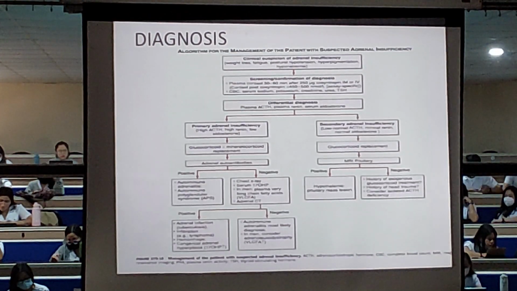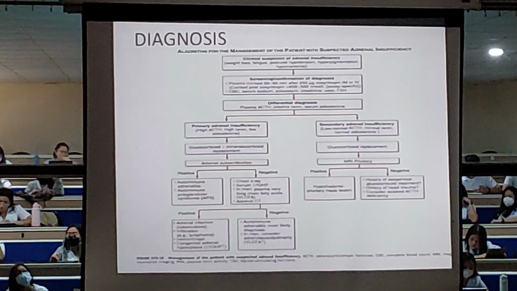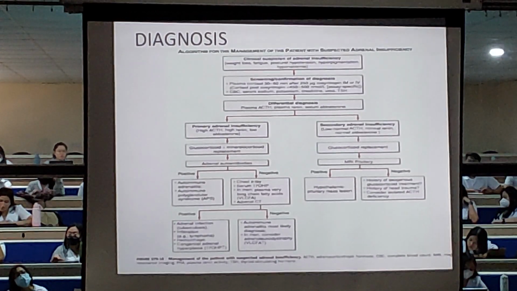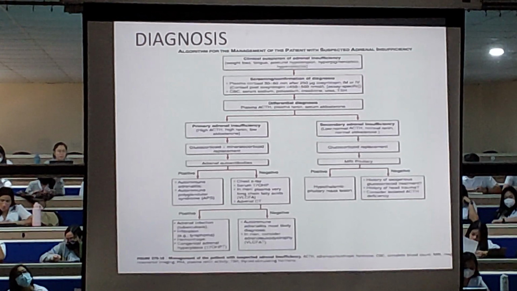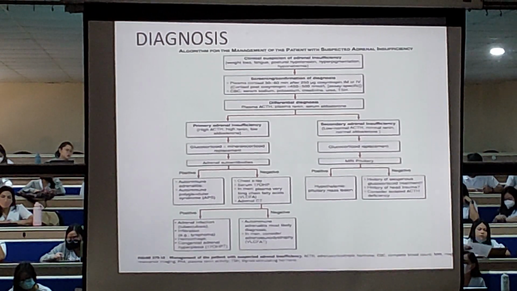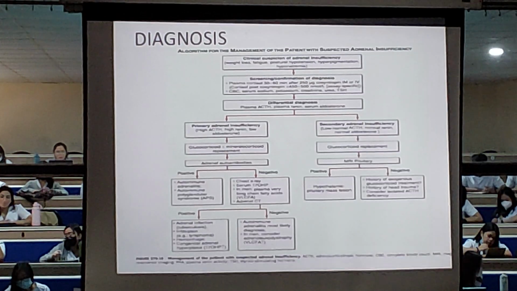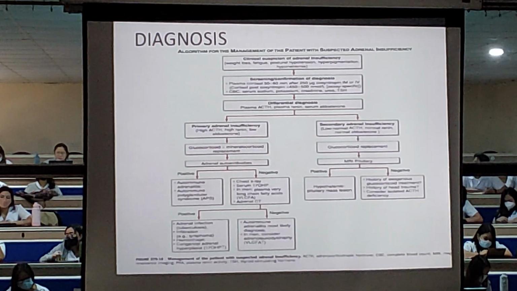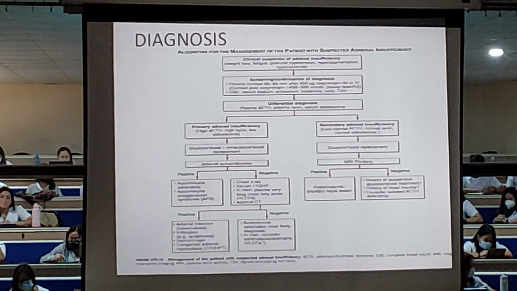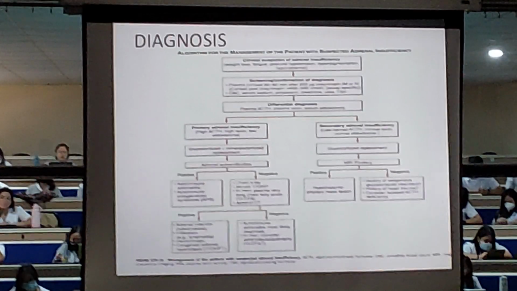So in patients with suspected adrenal insufficiency, you stimulate by giving ACTH or cosyntropin at a dose of 0.25 milligram IV or IM. As I've said, the normal response would be an increase in the cortisol level by more than 20 nanogram per ml. However, if there is no increase in the cortisol level after injection of cosyntropin, then you are sure that you're dealing with adrenal insufficiency.